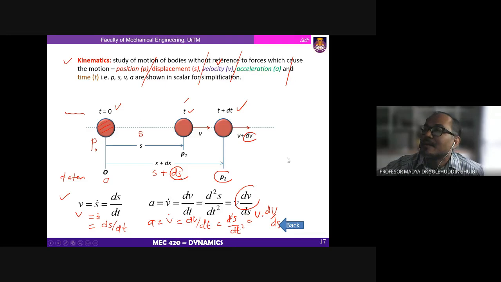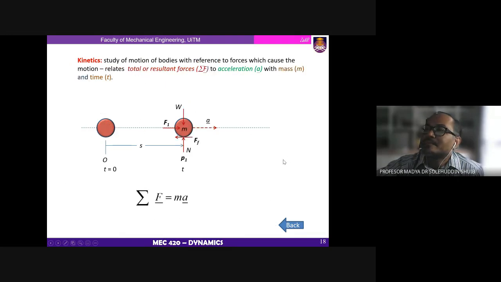Next, we elaborated just now about kinematics. Now we move to kinetics. I give you a few seconds to try to understand and figure out what kind of forces are applied to this particle, and then try to relate it with Newton's second law. I'll give you about 30 seconds or 1 minute to figure this out.